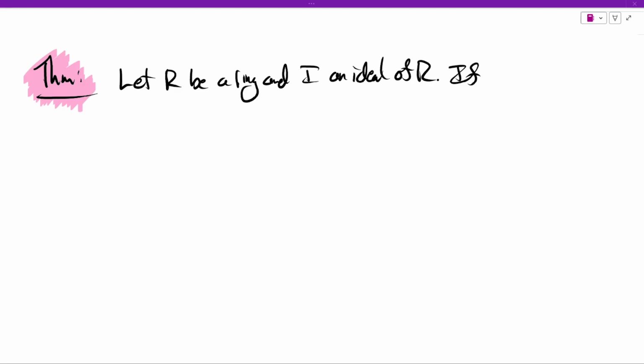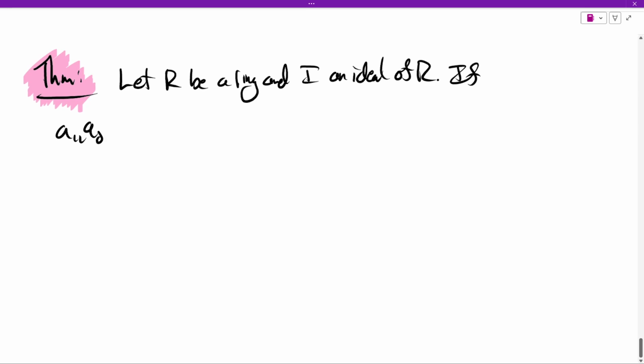We're now going to show that addition modulo an ideal is well defined. That is, we're going to start to try to put some ring structure on the set of cosets, right? So let's get that started.